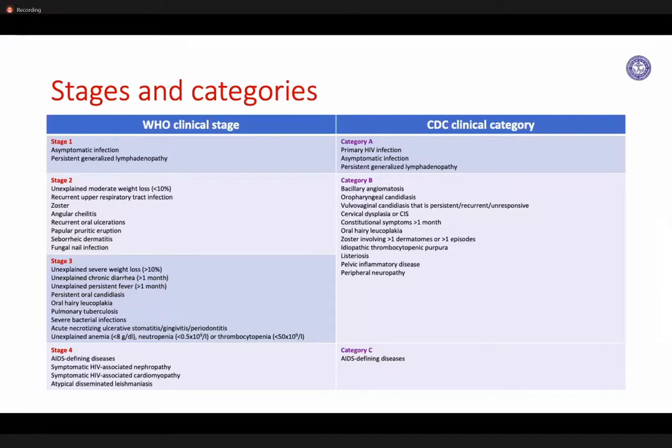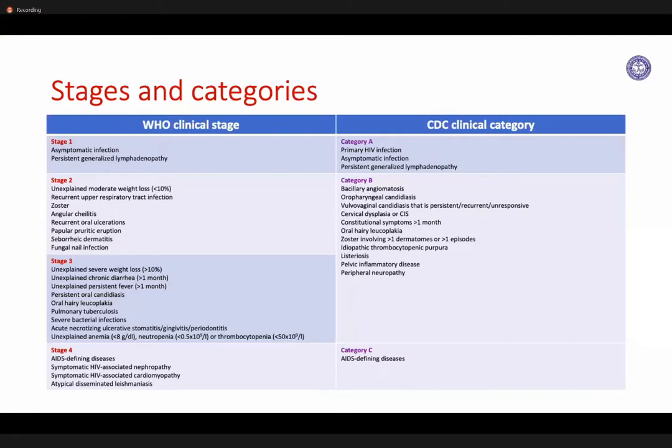So the CDC classification or categorization uses conditions which they see in the USA. Whereas if you look at the WHO, you can see the conditions that they have listed on stage 2 and stage 3 are the things that you are likely to see anywhere in the world, like weight loss, chronic diarrhea, persistent fever, candidiasis, tuberculosis, and so on, or dental infections. So these are, of course, very common all over the world, including Sri Lanka.